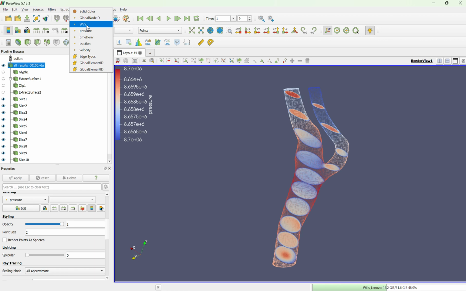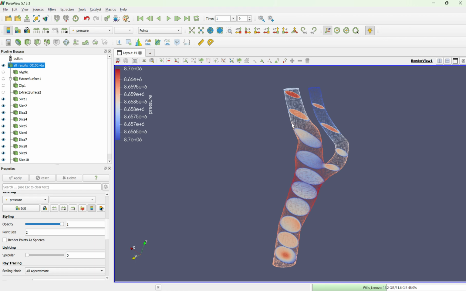WSS is wall shear stress, which is essentially the frictional force that the flow of the blood has on the artery as it's moving through it. Obviously, pressure, blood pressure, time derivative, traction, and velocity of the blood as it is in the artery. So this first visualization demonstrates the inverse correlation between velocity of blood and pressure.